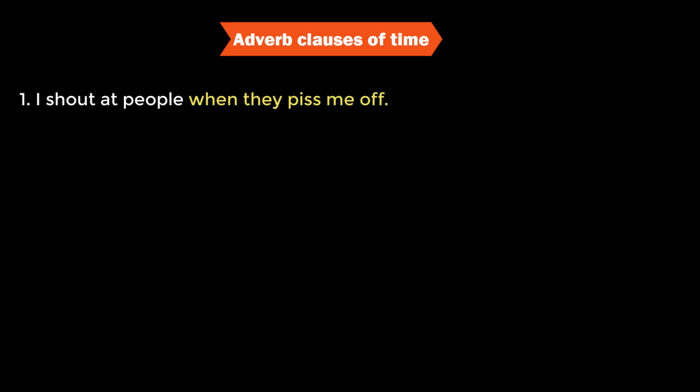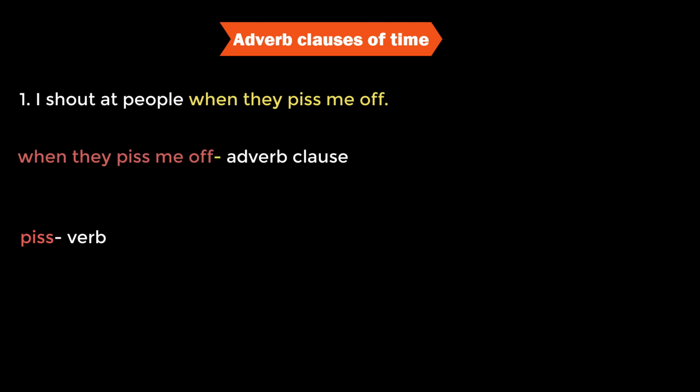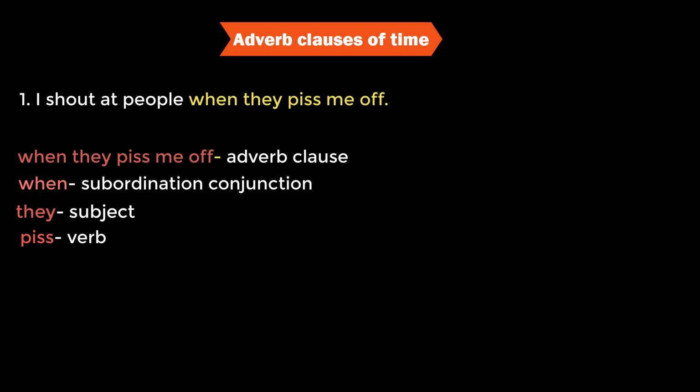Example number 1. I shout at people when they piss me off. Yeah, I do. I shout at people when they piss me off. So in this example, "when they piss me off" is our adverb clause. When is coming at the beginning of the clause, they is the subject of the clause and piss is the verb. So it's a clause starting with a subordinating conjunction. It's giving information about the verb shout. It is telling us, when do I shout? It is telling us the time of the action.